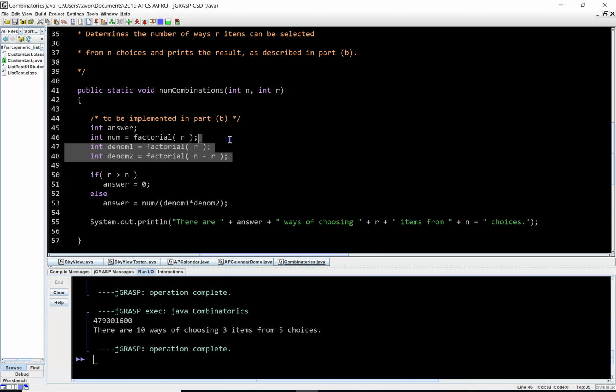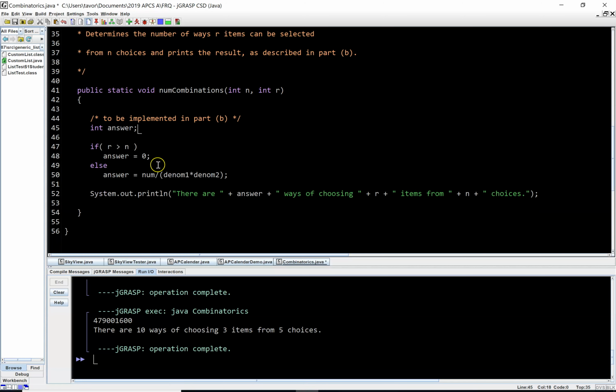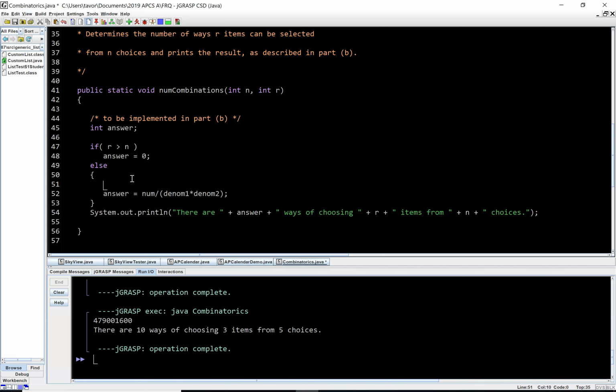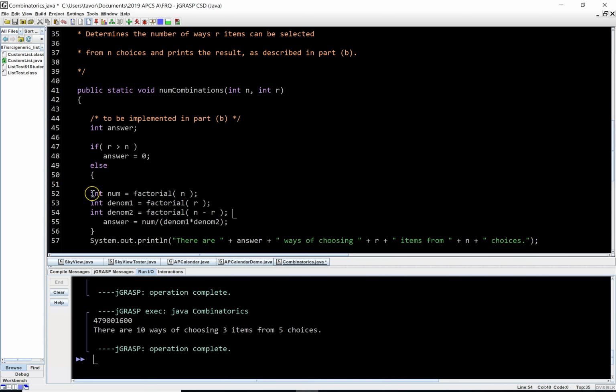Now the question is, should I code this? Should I just put this within the if statement? I think so. I think to just be on the safe side, I can just say, oh, I would have needed the curly braces here. And I could just paste this right here. As a matter of fact, I can do the following. I can declare the variables up here.